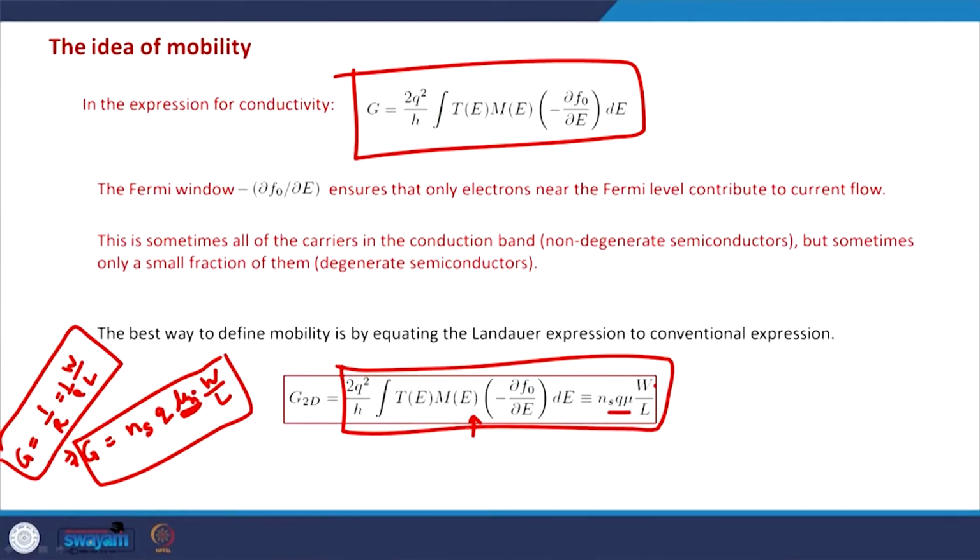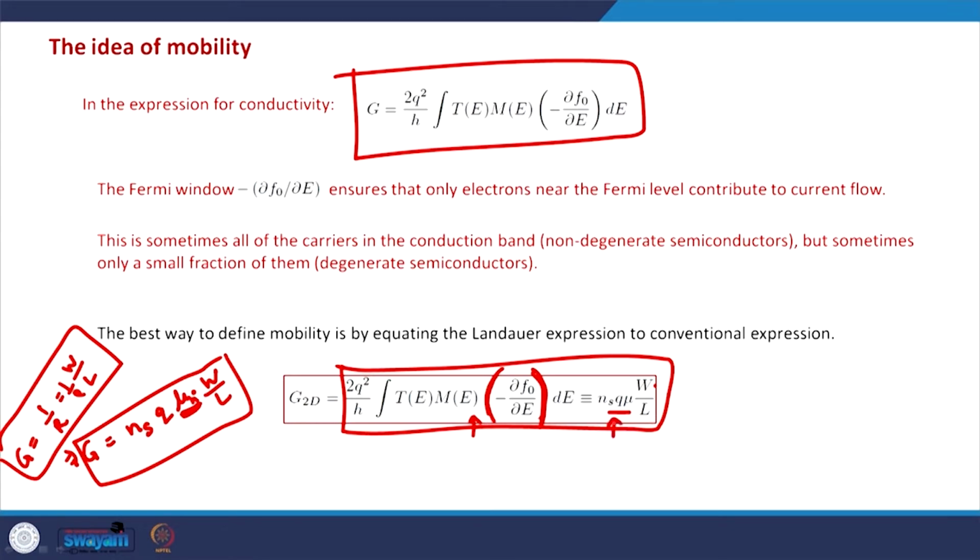In our treatment, in our general model of transport, this is the expression, and this largely comes from the expression for the current, and it has this minus del F by del E times dE term. As I just pointed out, in the case of non-degenerate semiconductors, it mostly accounts for all the conducting electrons available in the conductor. In the case of degenerate semiconductors, this does not account for all the conducting electrons. It accounts for only some part of those electrons.